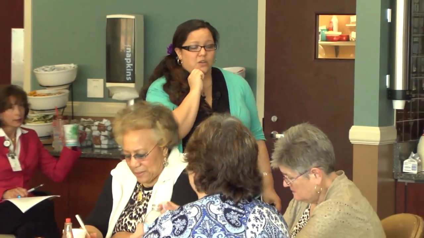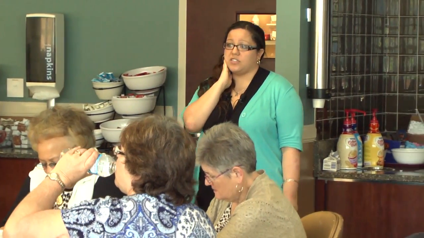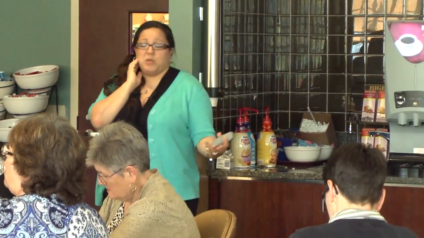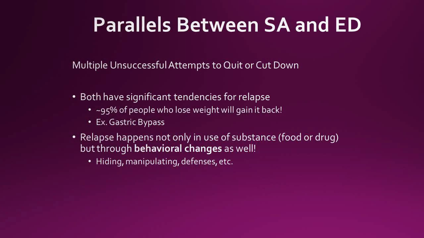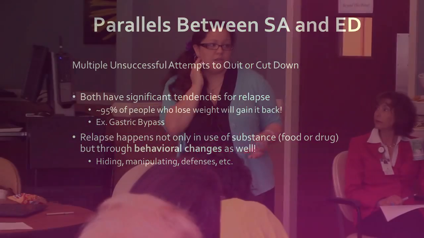They also tend to gain weight back at the end. A few years down the road, they're doing studies on that. 4 or 5 years down, there is a significant amount of people that are gaining weight. Relapse happens not only in use of substance, but through behavioral changes as well. So we know that happens for someone who's chemically dependent.